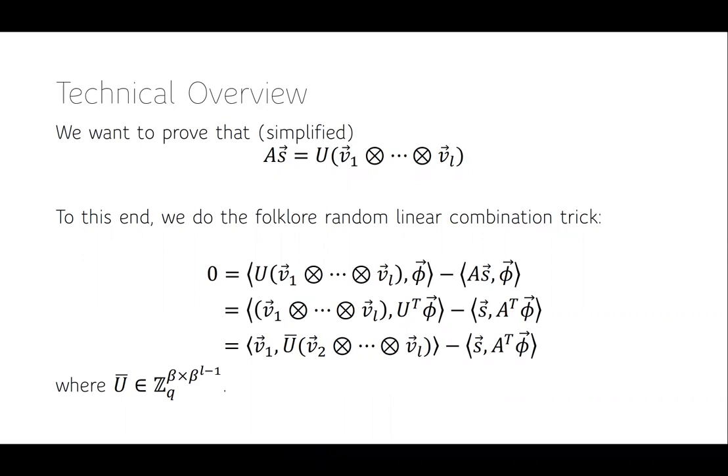So what do we get? So what I described is the first line of this equation, where the phi is this random vector. And then the second line is, I will just move the matrices around from the left to right. So at the beginning, I had the U on the left-hand side. Now I have U on the right-hand side, the same with A. And then the third line is a little bit more complicated.